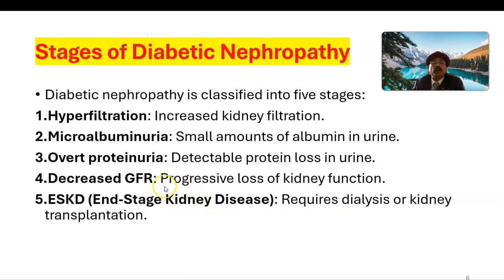So the filtration membrane now cannot work. It is going through pathological changes, thickening, and also mesangial proliferation. The capillary damage will cause decreased glomerular filtration rate. ESKD, end-stage kidney disease, requires dialysis or kidney transplantation. This is the last stage.